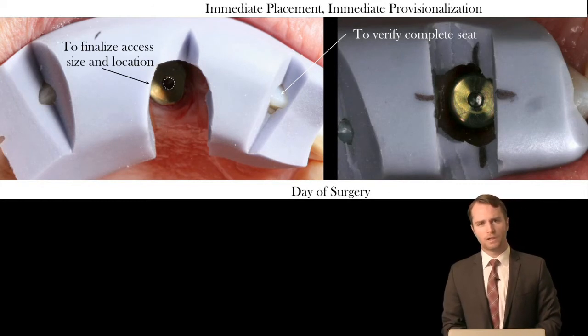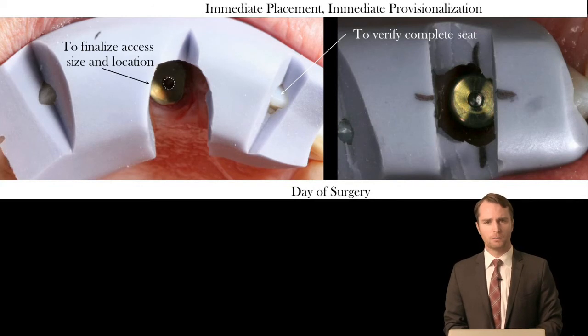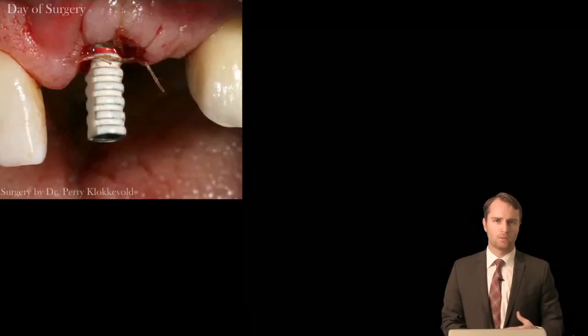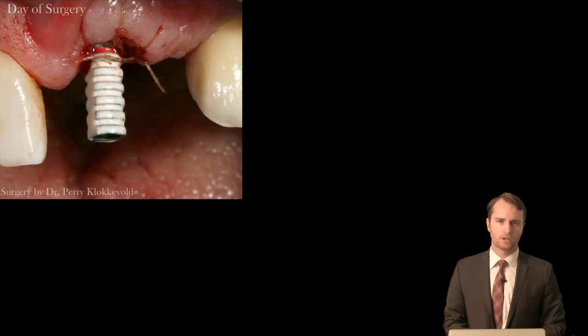In the mouth, we like to visualize the line of draw coming off the implant and mark that with a crosshair diagram, as you can see on the right, with an indelible marker. That will enable us, when we go to modify the provisional shell, to create the hole in the most accurate position through that shell.